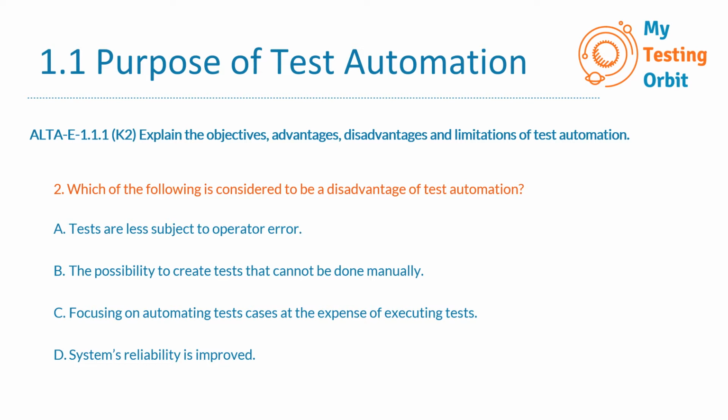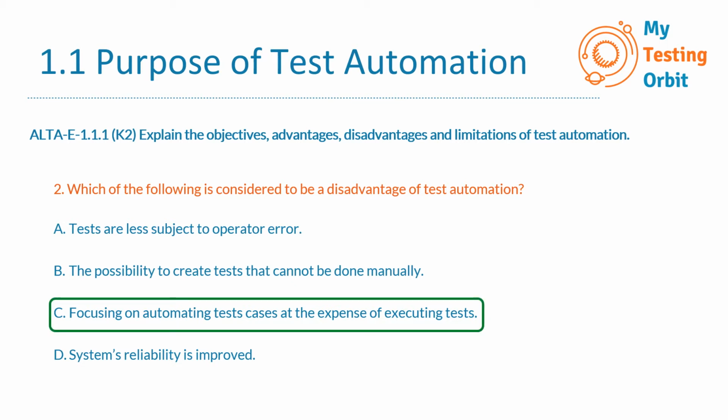If you are spending a lot of time and effort in automating the test cases, and due to that you're not able to finish your testing or execute the tests, then instead of an advantage it becomes a disadvantage. So this is the right option, but let's have a look at the last option as well. Systems reliability is improved. Okay, that's another advantage rather than a disadvantage. So we'll go ahead with option C.